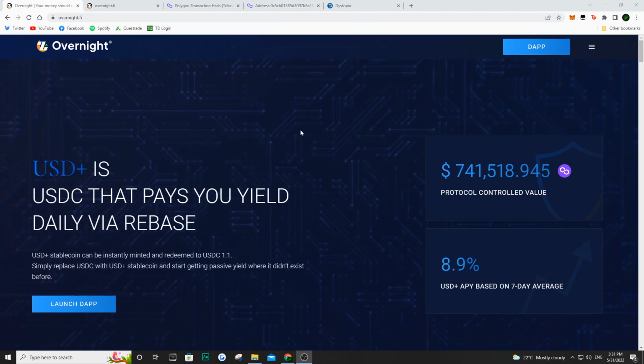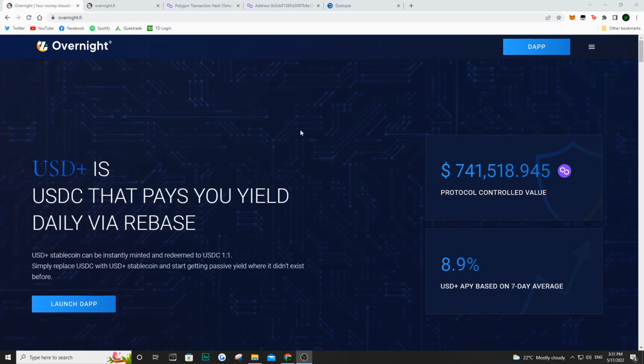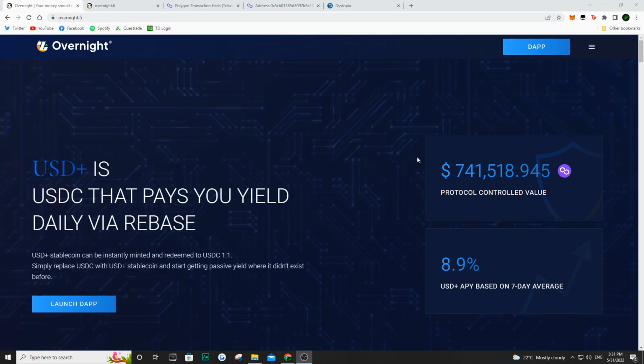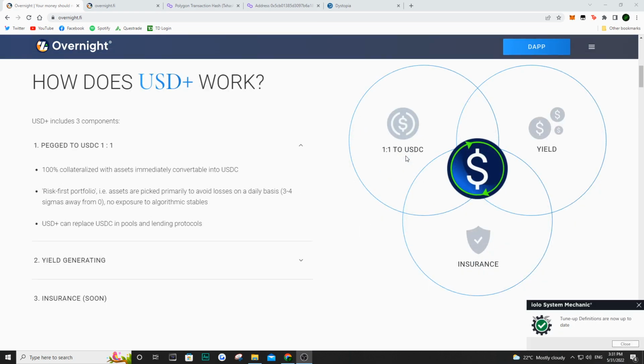So the first thing is obviously you're probably wondering what in the world is Overnight Finance? What is USD Plus? Well, the good news here is that USD Plus is actually a stablecoin and it's 100% collateralized with immediate assets available to be converted into USDC. Basically what that means is that if you have USD Plus, you are always able to convert it into USDC because they don't lock their money anywhere and it is 100% collateralized, meaning that you are able to withdraw anytime.